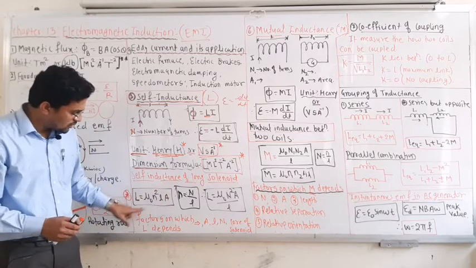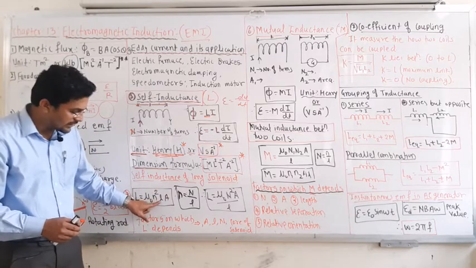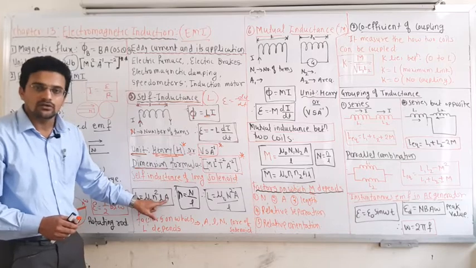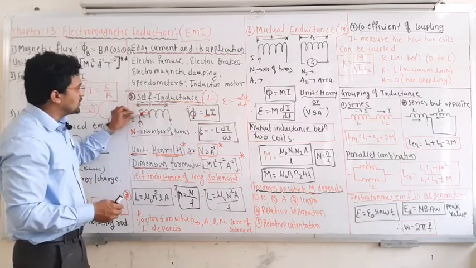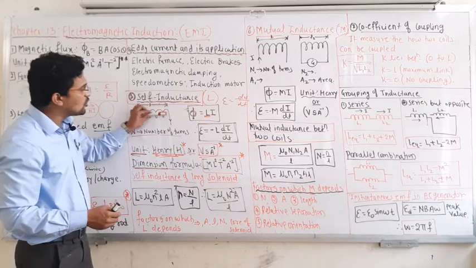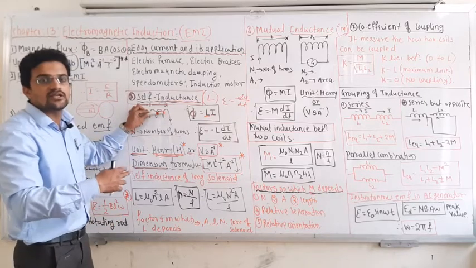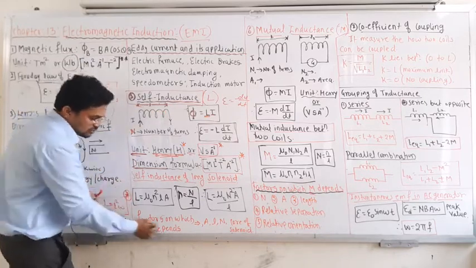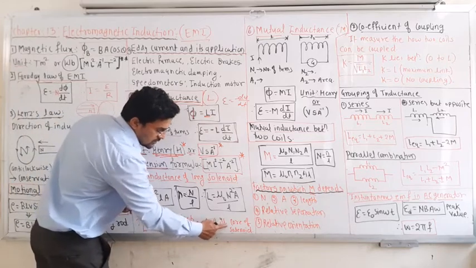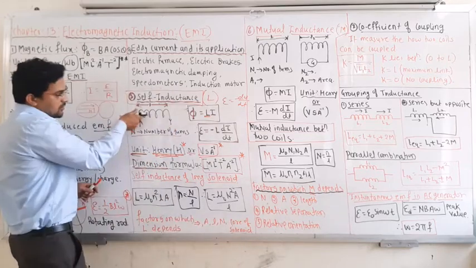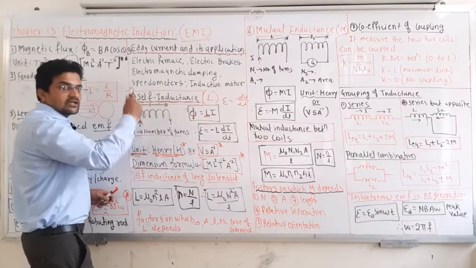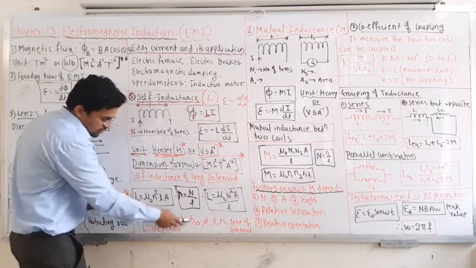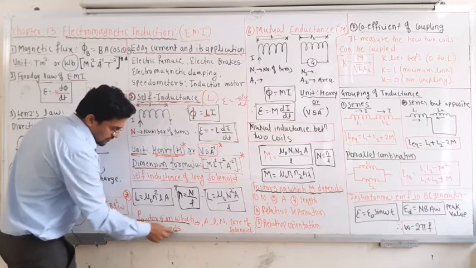So it depends on the number of turns per unit length of the coil, and the cross sectional area of the coil. And also if you place any ferromagnetic material inside this coil, then also the self inductance can be changed. That means it depends on the area, length, number of turns, and the core of the solenoid. That means what material you insert inside this core to increase or decrease the self inductance. So on these factors the self inductance depends.